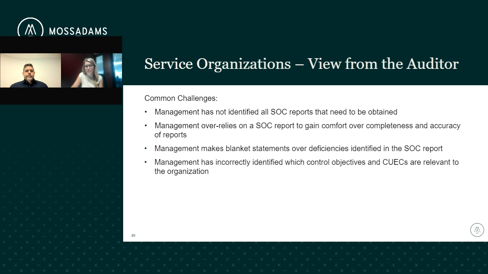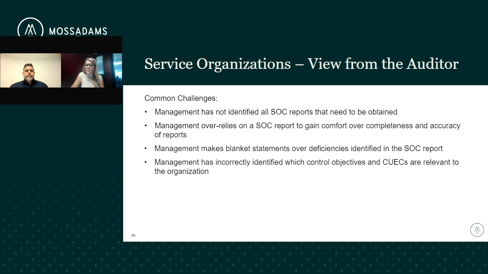What we just talked about: management over-relying on SOC reports to get comfortable over CUECs, making blanket statements over deficiencies identified in the SOC report. So in management's assessment of the SOC, we may see a statement that no deficiencies have impacted the organization, versus going through each deficiency itself and doing a proper assessment on why it does not impact the organization.